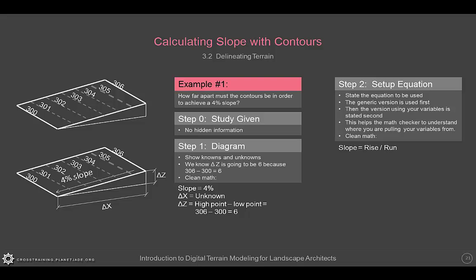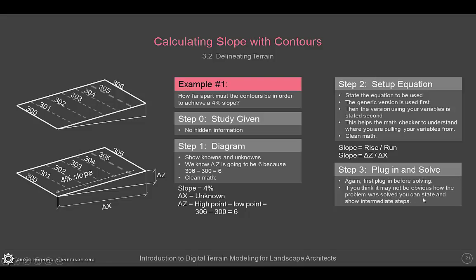So generically, slope equals rise over run. Slope equals the change in z over change in x. So those are our defined variables here. So step 3, we want to plug in and solve. So again, first plug in before solving.